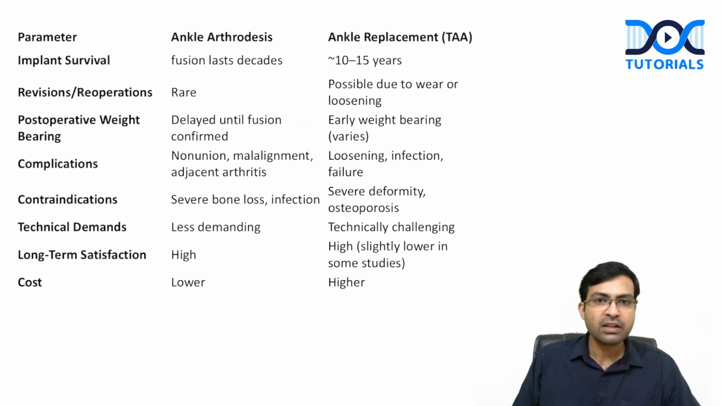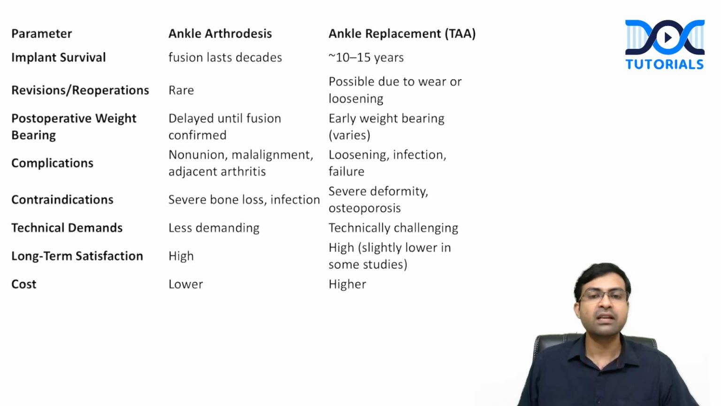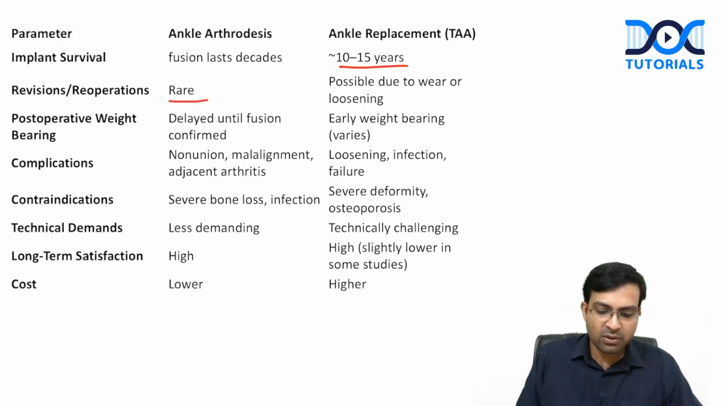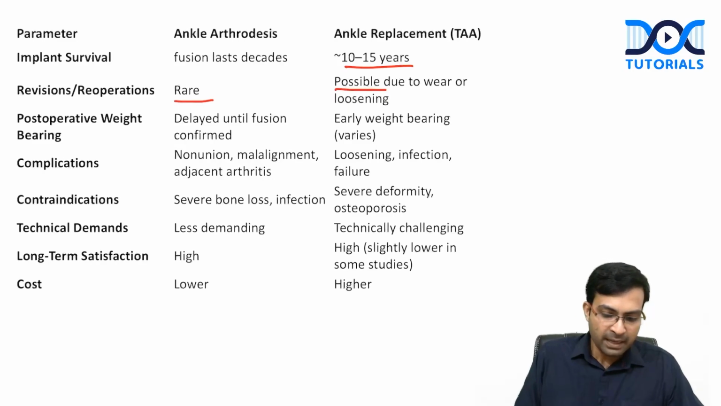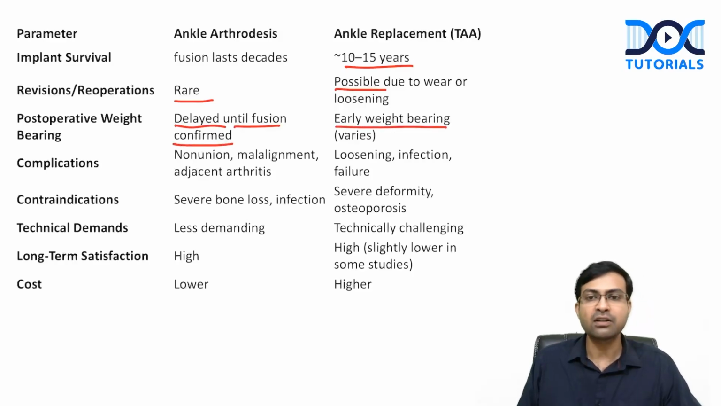Another criterion that you can see is implant survival. There is no question of any implant failure after arthrodesis has taken place and fused. There is no risk for any of those things. But there is always a risk of implant failure after about 10 to 15 years in arthroplasty. Then, the chance of revision is rare in arthrodesis, but possible in ankle arthroplasty because of loosening and wear and tear. Weight bearing has to be delayed until fusion is confirmed in arthrodesis. Early weight bearing is possible in ankle arthroplasty.